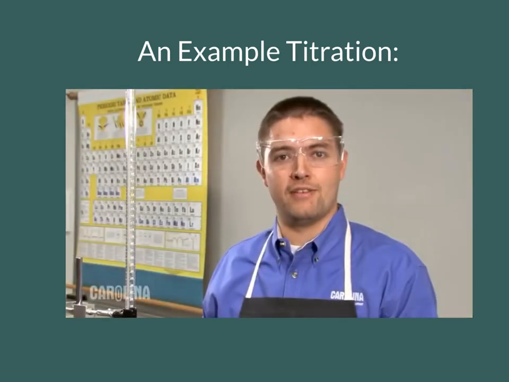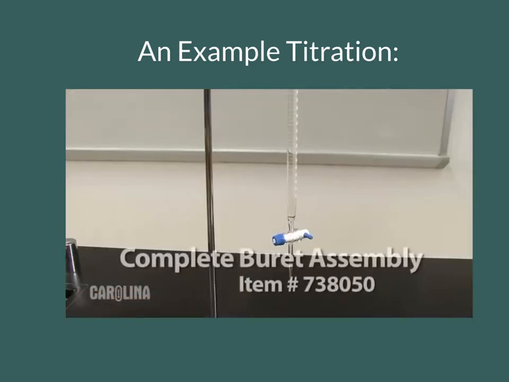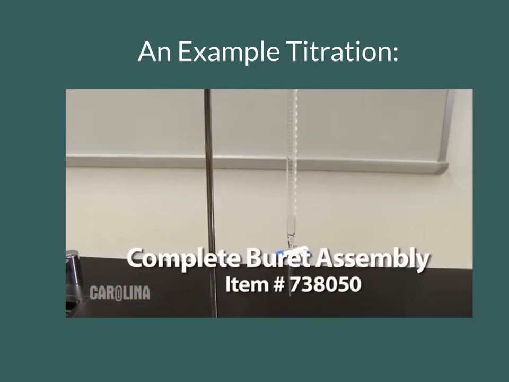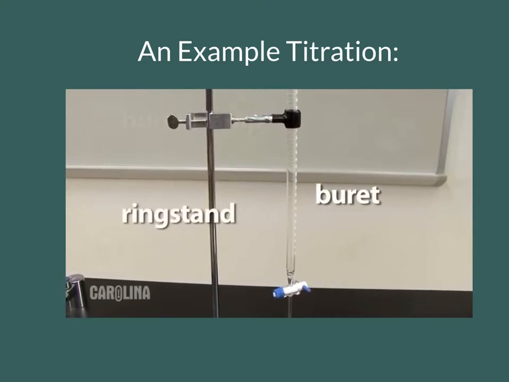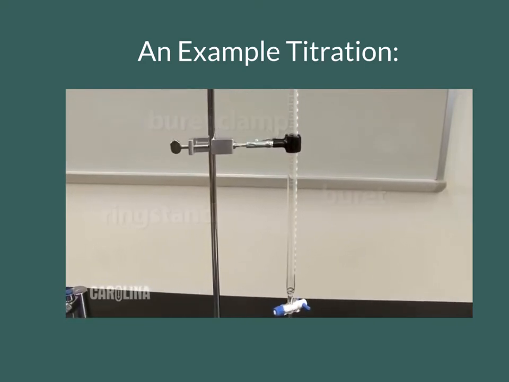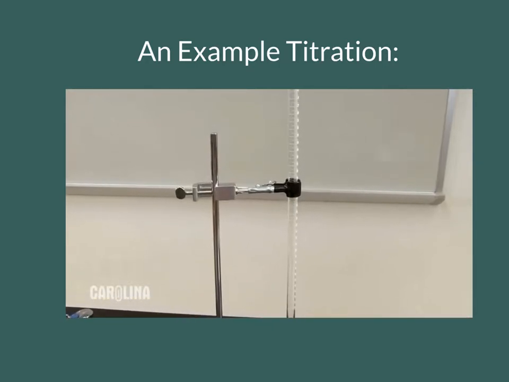To mark the endpoint of a titration, an indicator is added to the analyte. Let's review some of the equipment that's needed for a titration. Carolina's complete burette assembly contains the basic equipment to get you started, including a burette, ring stand, and a burette clamp. A burette is a long, narrow, graduated tube used to add titrant.